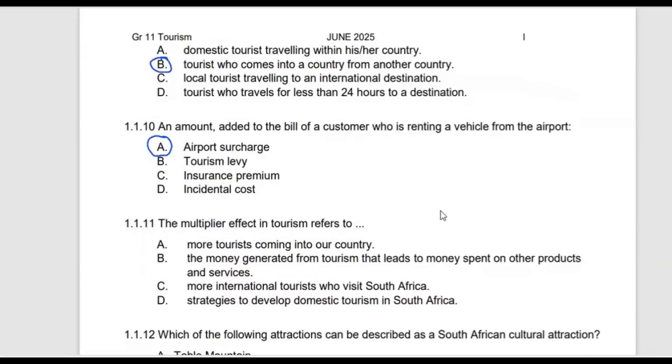So we refer to that too as an airport surcharge.